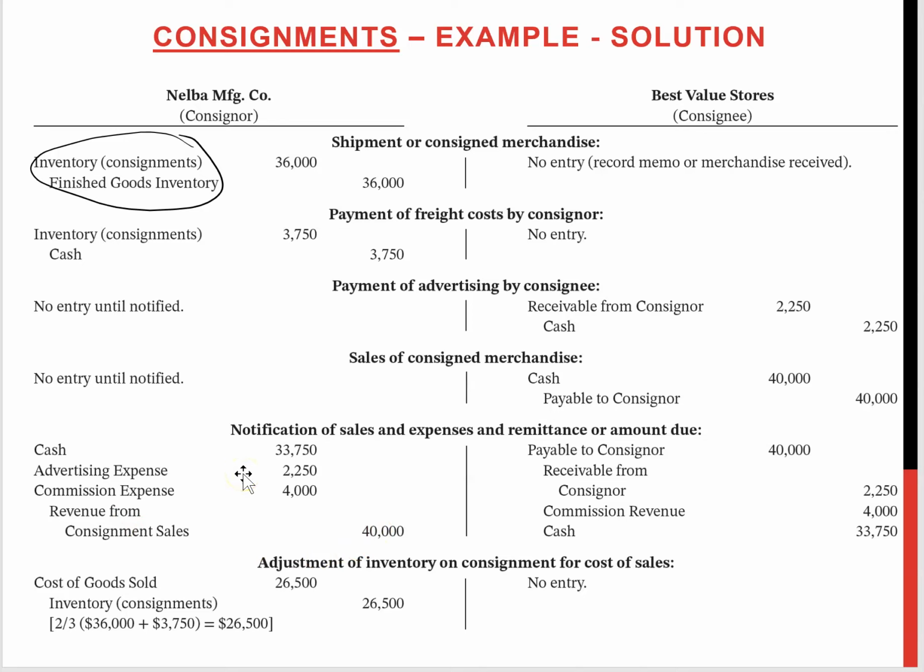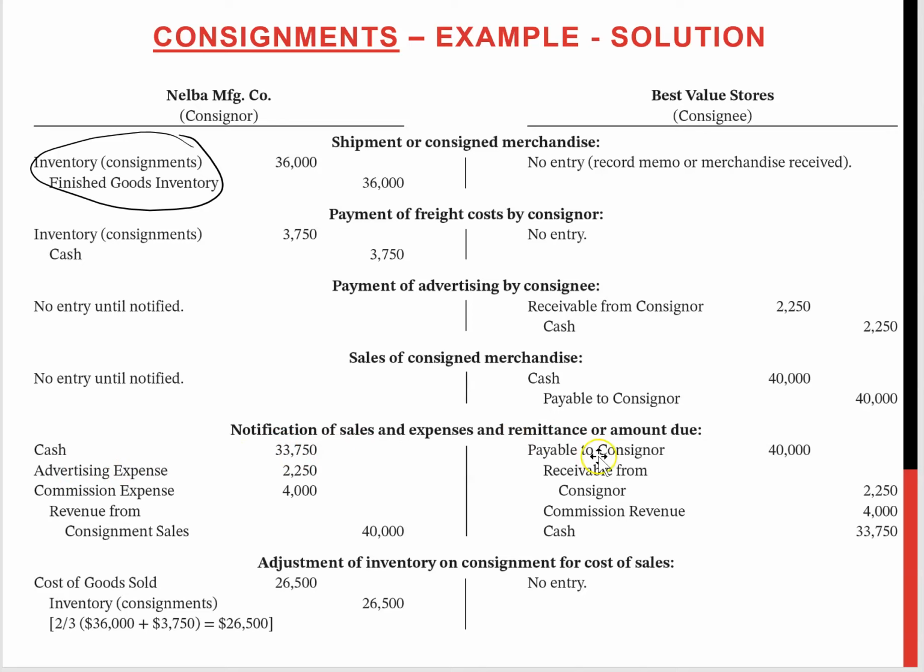which consignee already paid on their behalf, which was 2,250, and the contract says that the consignee is selling the products on behalf of the consignor and they are getting 10% commissions. On $40,000, the consignee will receive $4,000 commission, so they will debit these two as expenses, advertising expense and commission expense, and the rest they will receive in cash. So they debited cash $33,750.